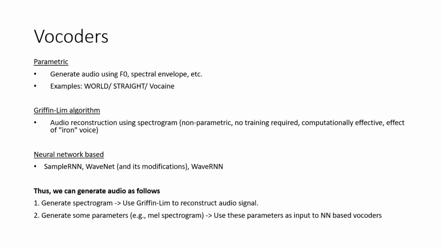The second algorithm is the Griffin-Lim algorithm. This is quite an old one, I think it's from the 1970s or 80s, but it works very well. It's usually quite useful for validation and test experiments. What it does, having a spectrogram, is reconstruct audio. Each audio signal can be described by its amplitude and also by its phase.